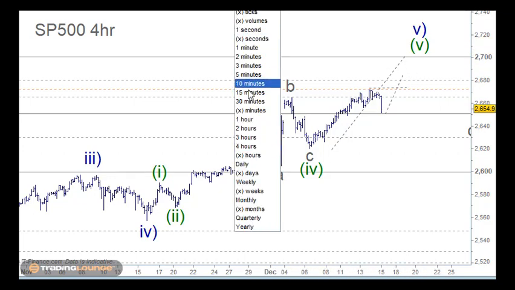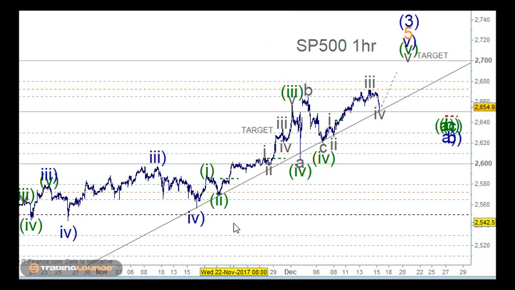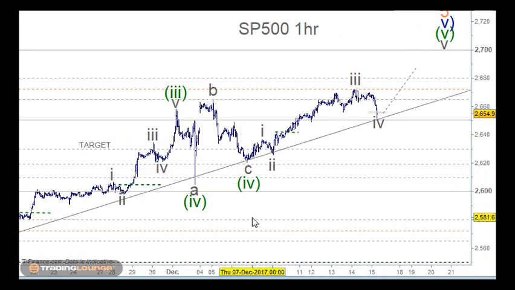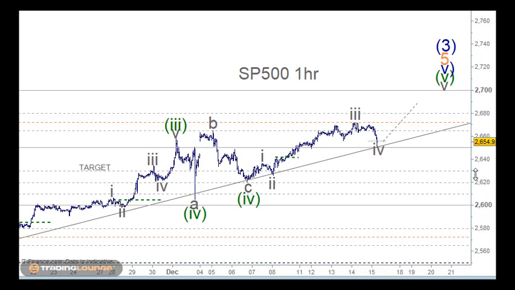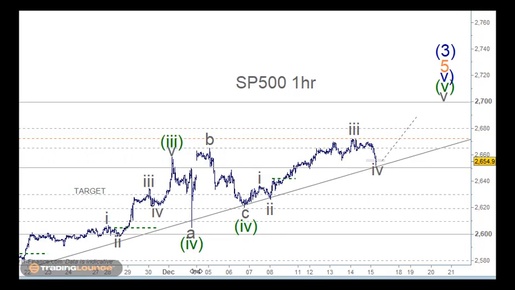Let's move into the hourly chart and just start to streamline that a little bit. So from this wave 4 low, we're looking at wave 1 and 2, and then all of this is wave 3, then wave 4, and then looking for wave 5 to the upside in this case.